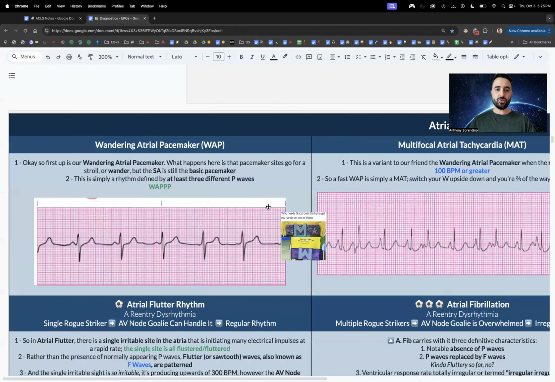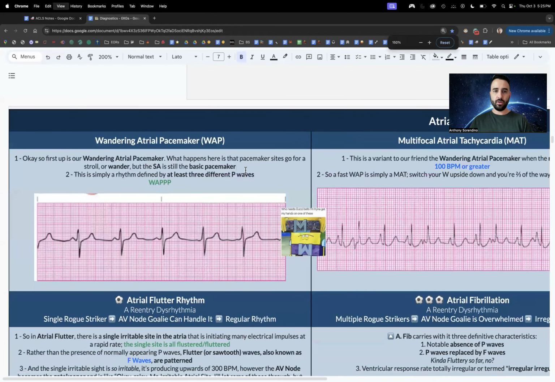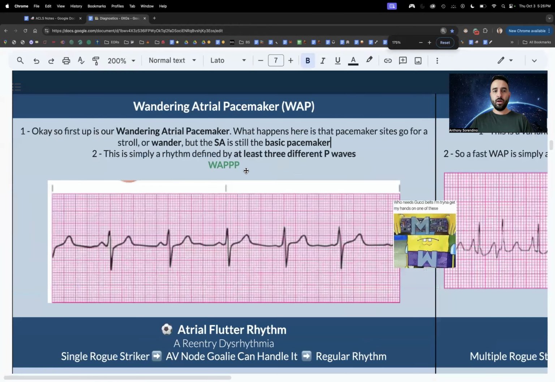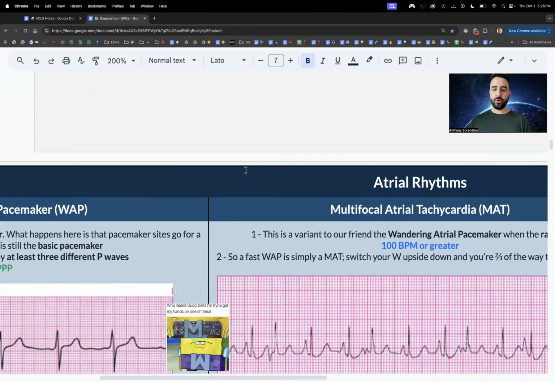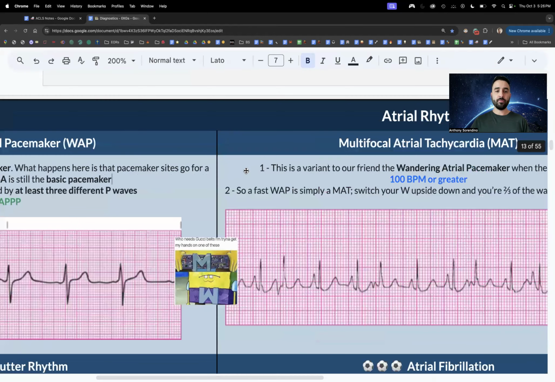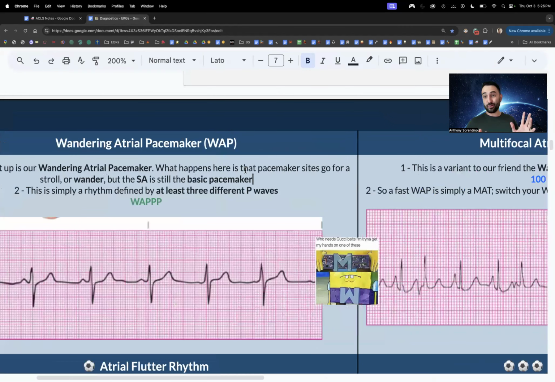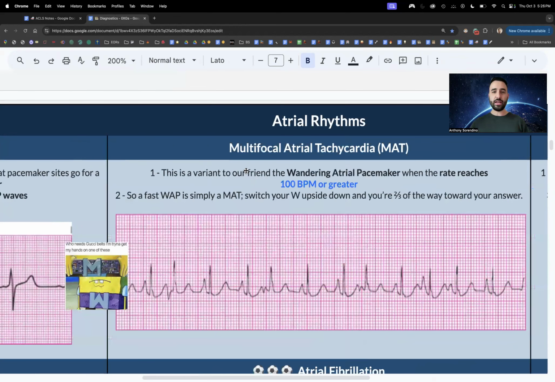Okay, so now we're talking about atrial rhythms. Well, what is an atrial rhythm? Isn't everything an atrial rhythm because of the SA node? Yeah, but this is where there's weirdness going on somewhere in the atria. There's some type of rogue pacemaker, or the SA node is a little bit funky. That's when we're getting into these atrial rhythms.